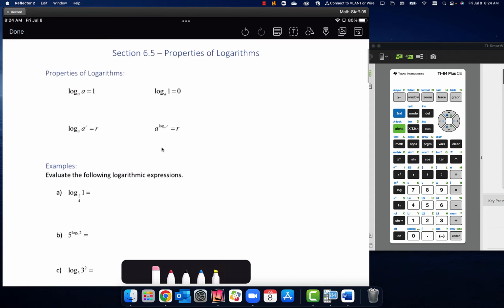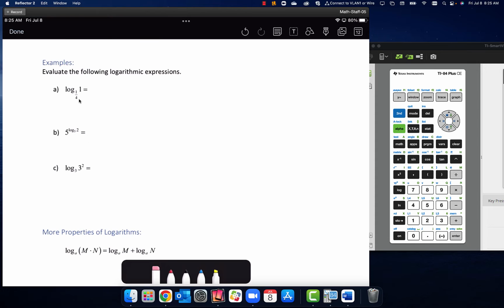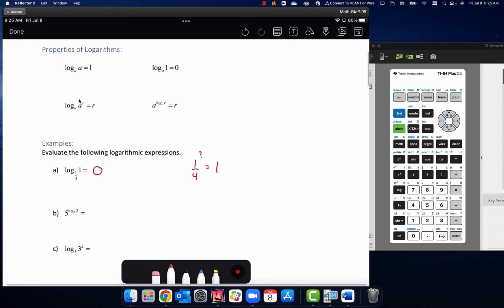Let's utilize those. In this first example, we'll be looking at log base 1/4 of 1 equals what? Remember, you're asking yourself, 1/4 to what power equals 1? How can we raise 1/4 to a power and get 1? Well, that means the power would have to be 0. That's using this property here.